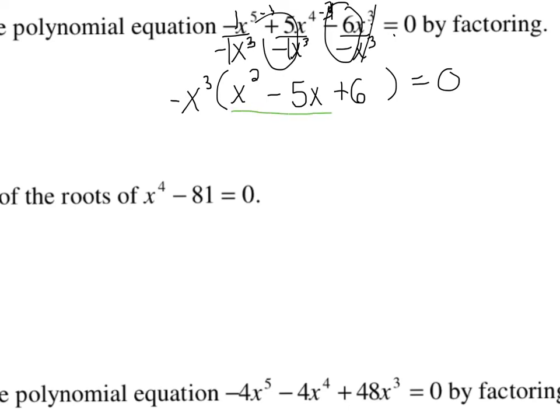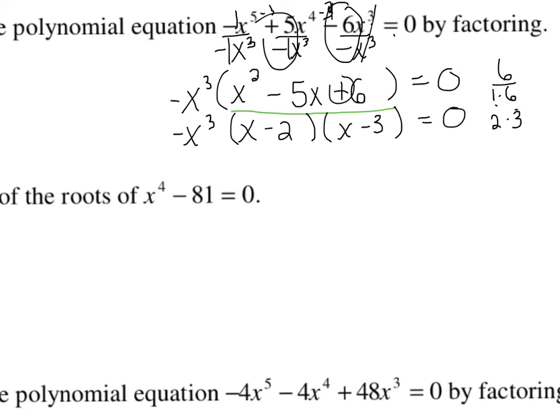So now we try to factor what's left inside the parentheses. So what two factors got multiplied together? Well, we need the factors of 6 to add up to -5. We can't add 1 and 6 to get -5, but we can add 2 and 3 to get -5 if we make both of them negative.